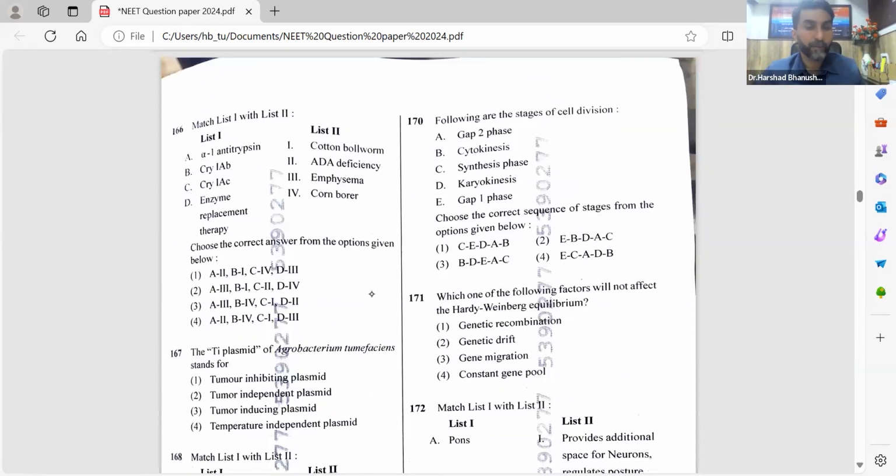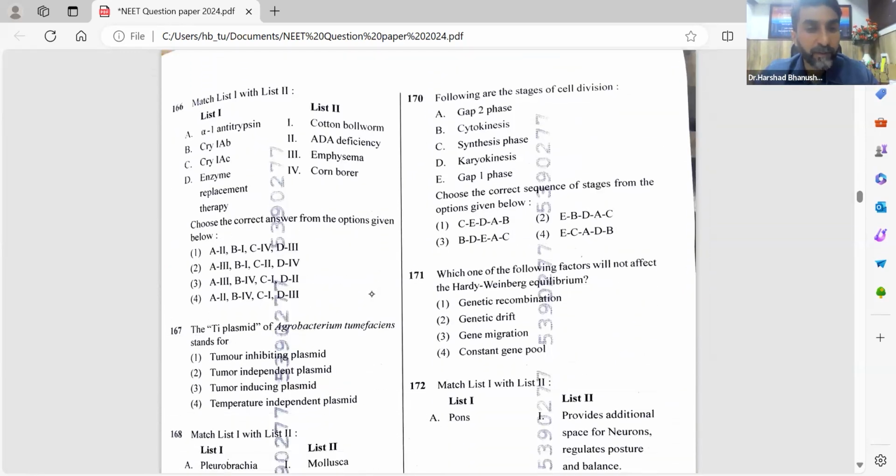Alpha-1 antitrypsin is used for the treatment of emphysema. So A would be 3. Now, Cry1Ab is responsible for your corn borers. So B would be 4. Cry1Ac is for cotton, and enzyme replacement is for ADA deficiency. So it'll be 3, 4, 1, and 2. 3, 4, 1, and 2 is option number 3.